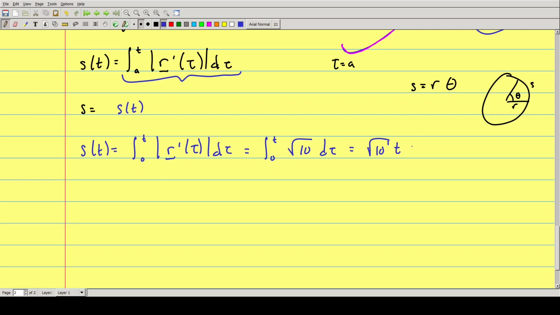I evaluate the expression from 0 to tau, so I get radical 10 times tau minus radical 10 times 0. So I'm left with radical 10 times t, after plugging in the t. And so what this tells me is that s is equal to the square root of 10 times t. And then I can replace t in my vector function by s here.